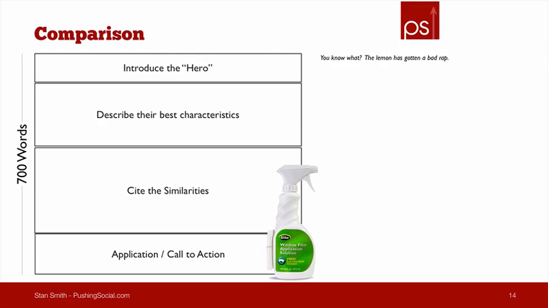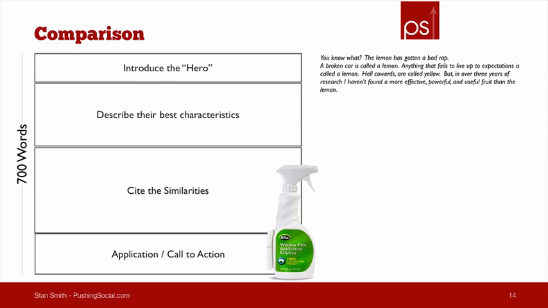Okay, so we start off with, you know what? The lemon has gotten a bad rap, all right? A broken car is called a lemon. Anything that fails to live up to expectations is called a lemon. Hell, cowards are called yellow. But in over 3 years of research, I haven't found a more effective, powerful, and useful fruit than the lemon, right? So this is introducing the hero, and it's just something as simple as the lemon, all right?